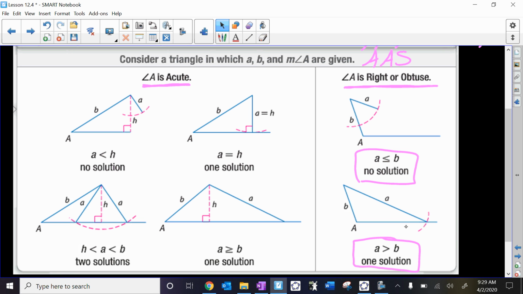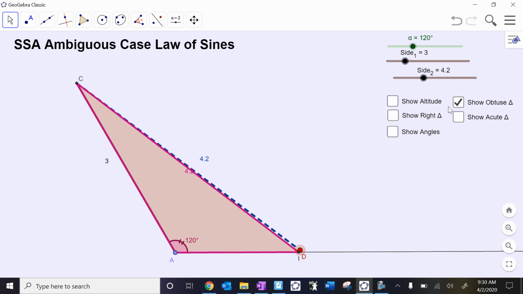So there's the case for when the angle given to me is either a right angle or an obtuse angle. Next, we're going to go to the idea of angle A being acute. I'm going to go back to my picture, and now I'm going to make an acute angle.